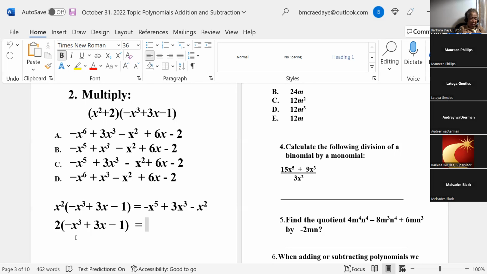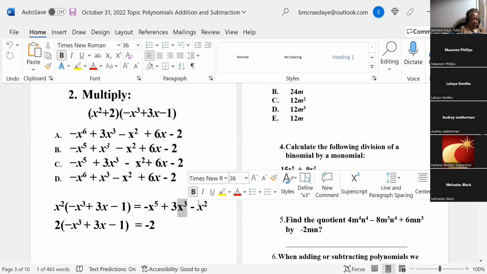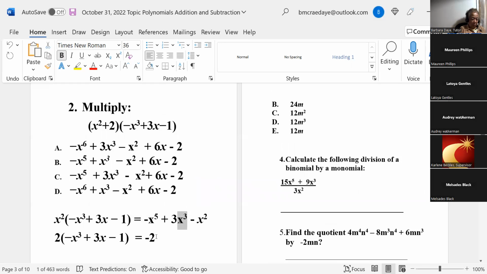2 times a negative 1 is negative 2. Remember, it's plus 2, this is 2 plus 2. This is a negative 1. The 1 is the default. And that would give you a negative 2. Right? So that's a negative 2x to the third. So let's just copy the x to the third here.